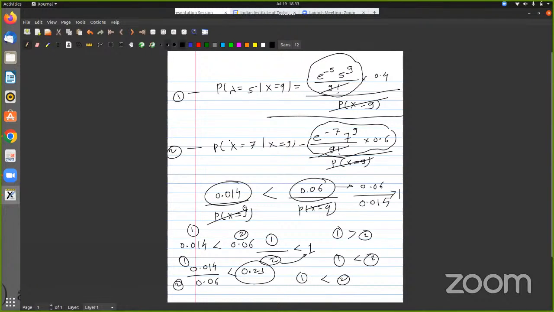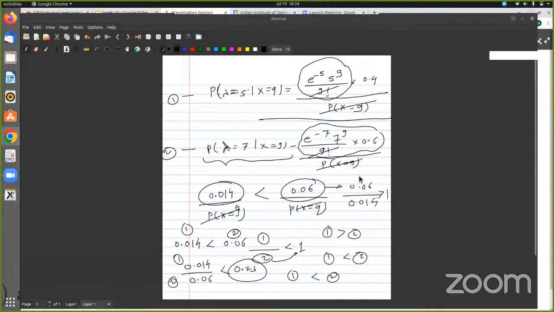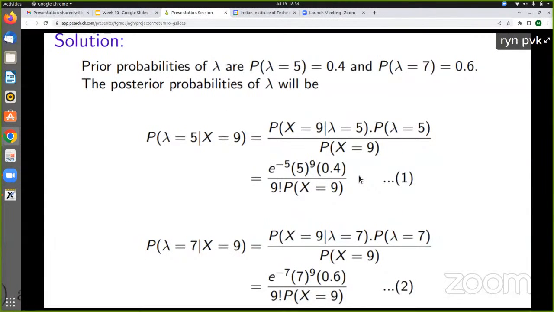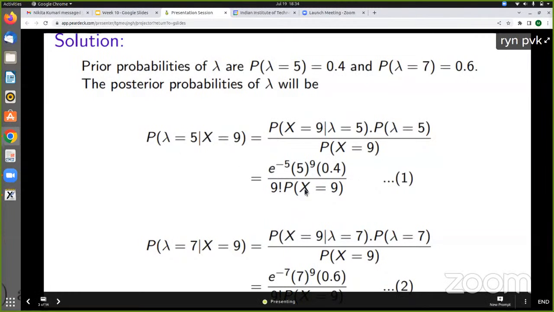0.23 means that the probability that lambda equals 7 given that x equals 9 is greater than the probability that lambda equals 5 given that x equals 9. That's obvious from equations 1 and 2 itself, sir. So what can we infer from this information? How is it obvious? Okay, 1 minute. 0.014 is lesser than 0.06, sir. Yes, that is okay. That's what I'm saying, but there itself we are able to understand which one is bigger.